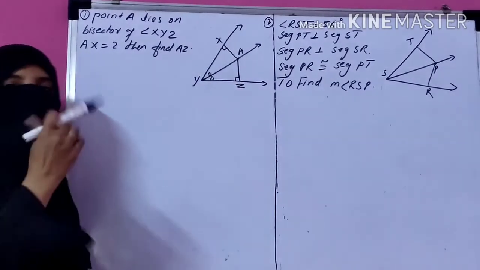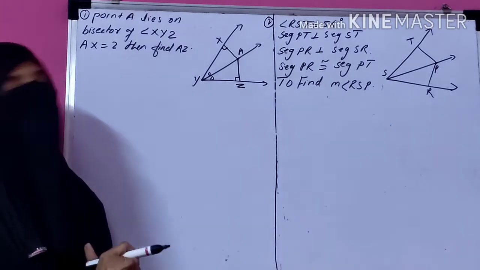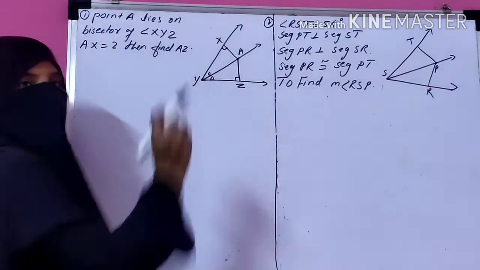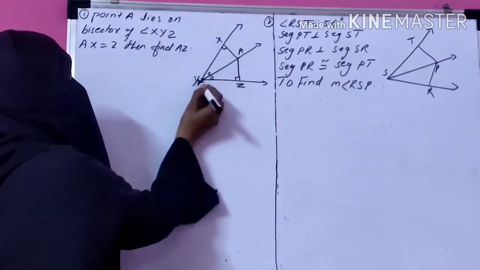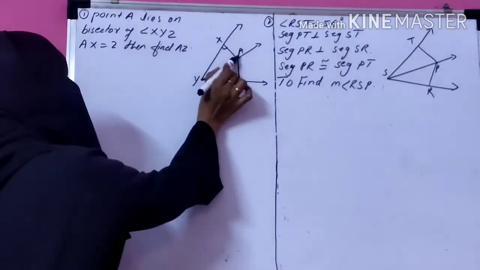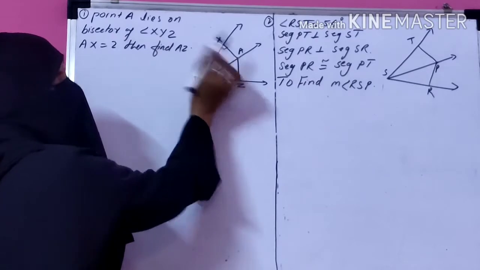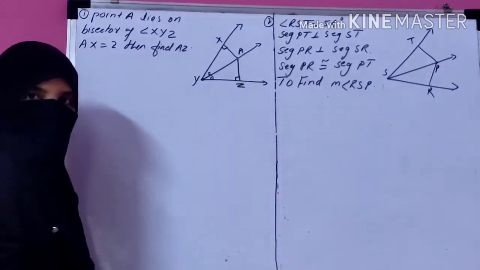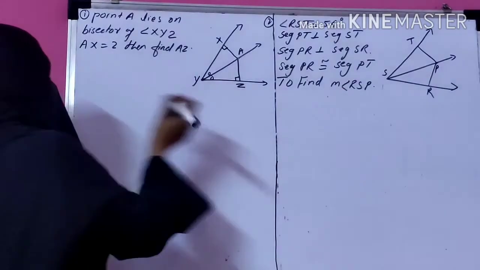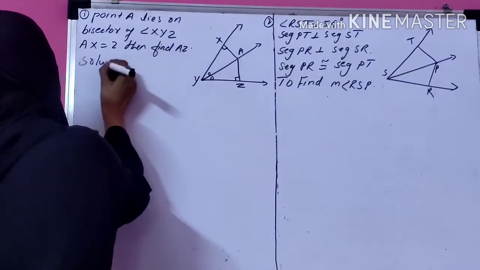Okay. You know the property of angle bisector. The angle bisector divides an angle into equal angles. And point A lies on the bisector of angle XYZ. If the distance AX is equal to 2, then you have to find the distance of A from Z. Okay. So let's start your solution.